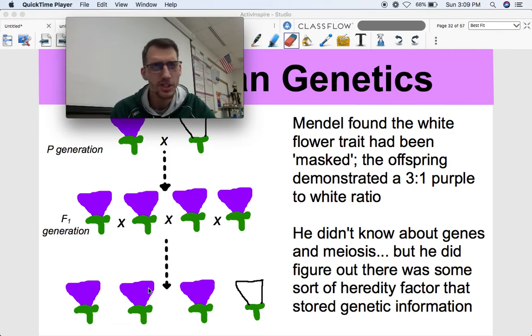He didn't know about genes. He didn't know what genes were. He didn't know about meiosis. He didn't really even know about DNA, okay?